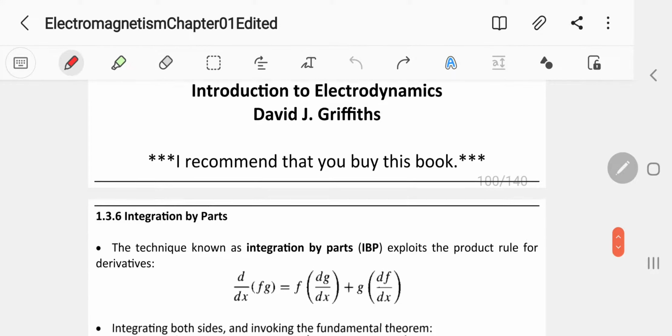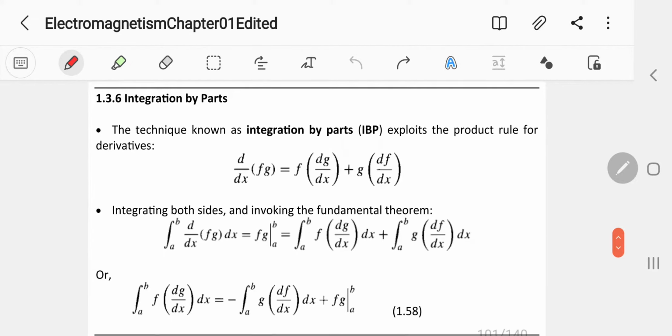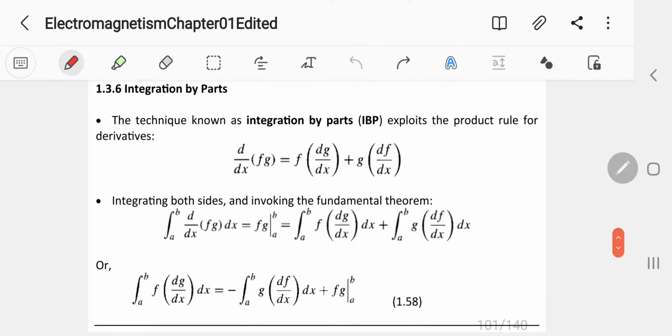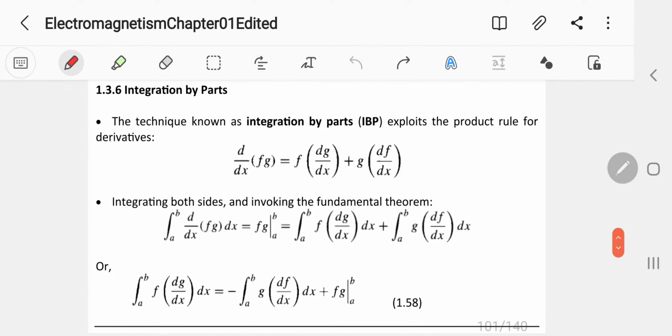So to continue, we start with integration by parts. Here you have a technique known as integration by parts, or IBP. We use this very commonly in solving problems in electrodynamics. If you have a product of two functions and take the derivative of that, you will have an expression of this form.